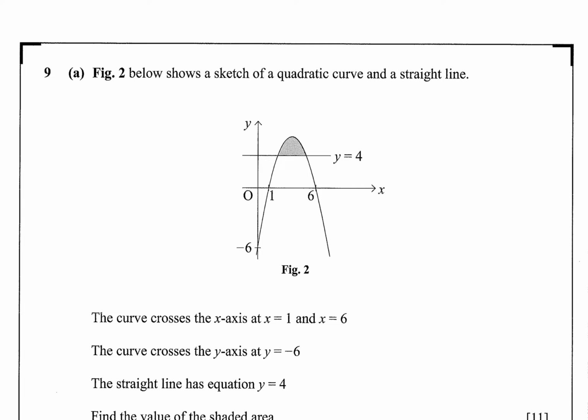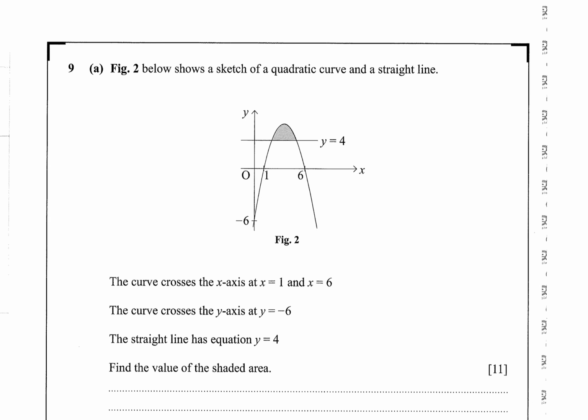So my way of thinking about this one, it tells you in this question, it says, below is a sketch of a quadratic curve and a straight line. It doesn't give you the equation of this curve. It doesn't tell you what this curve is equal to, which is a bit weird. But it does tell you the curve crosses the x-axis at 1 and 6, and the curve crosses the y-axis at minus 6. The straight line has equation y equals 4. Find the value of the shaded area. So you need to find this area. That's what they're looking for. That's what this whole question is about. So we've a lot to do here in this question.